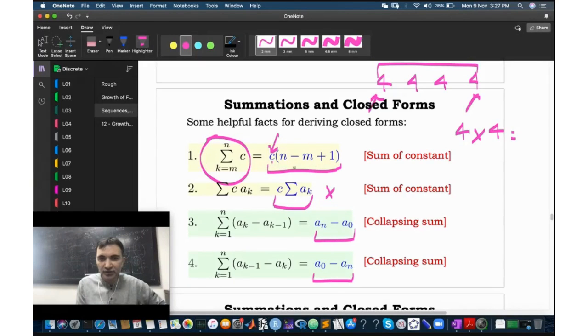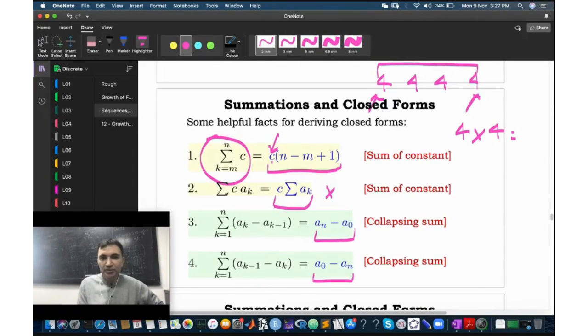Okay, this is the size of the window. The size of the window is n minus m plus 1. Is it clear, Shaviz? Yes, sir. Yeah. Okay, similarly, if you have a summation which has a constant times some index, you can remove that constant.